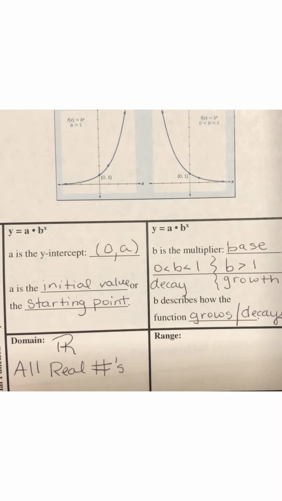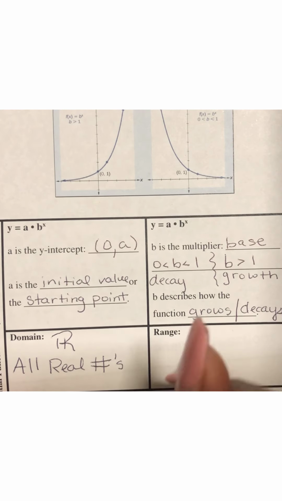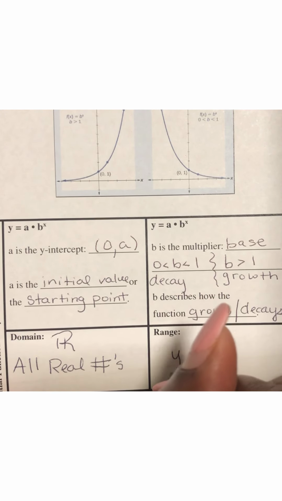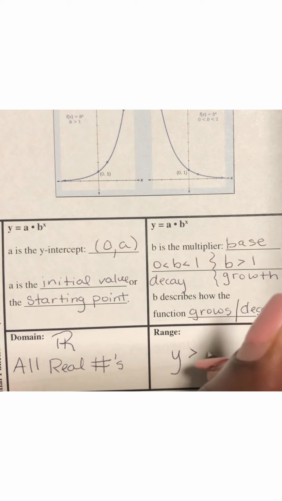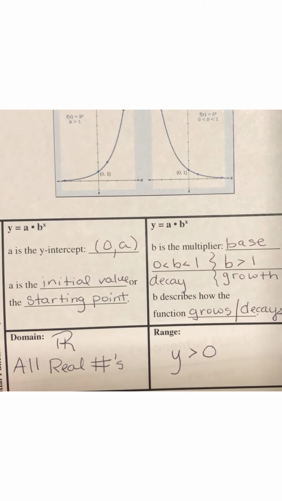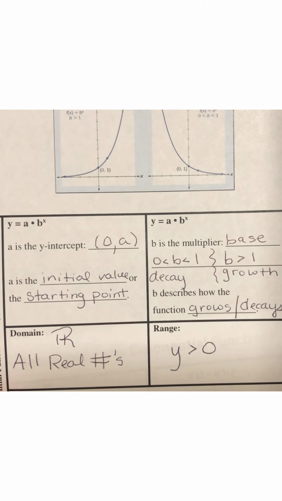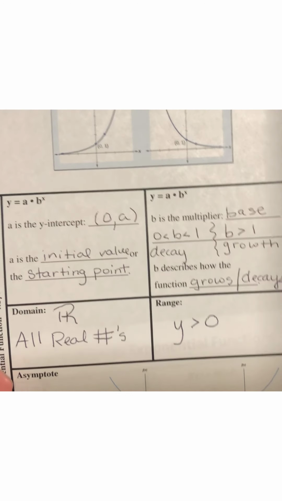So the range of an exponential function will be the values where y is greater than 0. y is not equal to 0 because remember, an exponential function is going to get really close to the x-axis, but it will never touch. So the range is y is greater than 0.